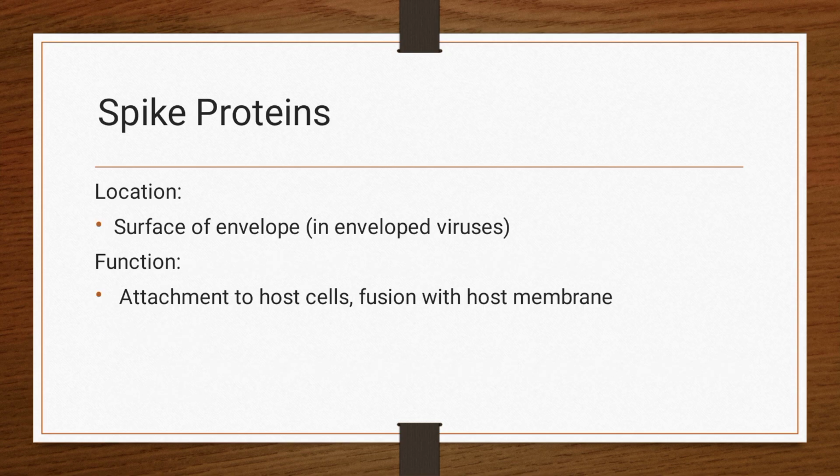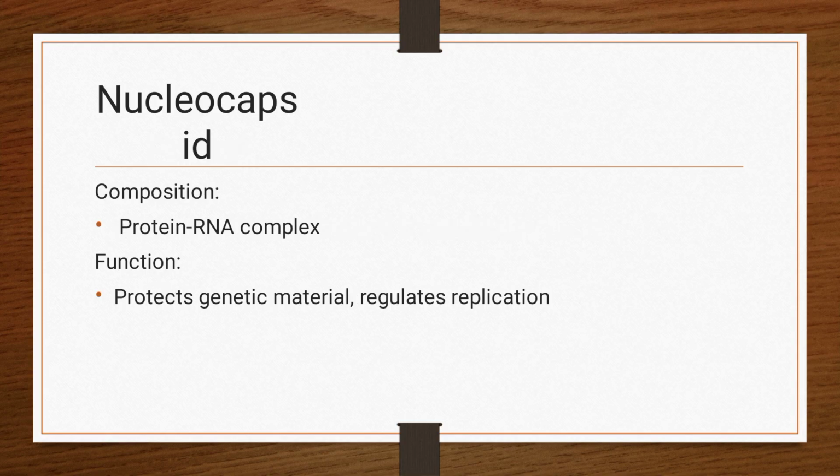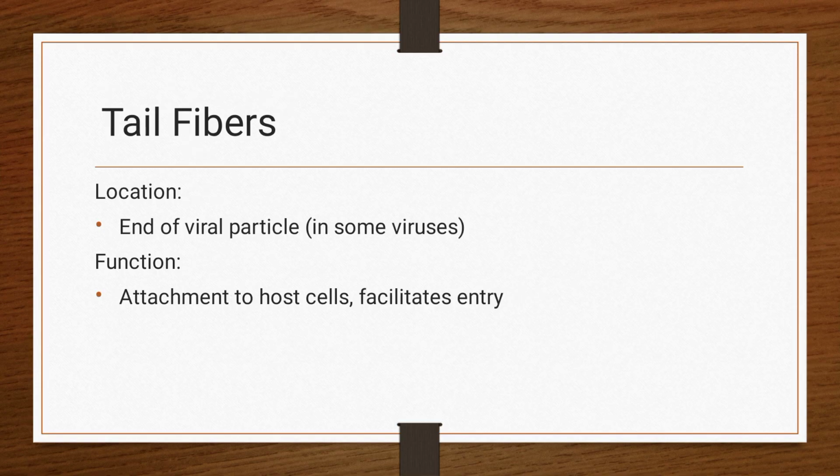Spike protein. The spike protein location is the surface of the envelope. Its function is attachment to the host cell and fusion with the host membrane. Matrix protein. Location: between envelope and capsid. Function: stabilize envelope and interacts with host cell. Nucleocapsid. Composition: protein RNA complex. Function: protects the genetic material and regulates replication.